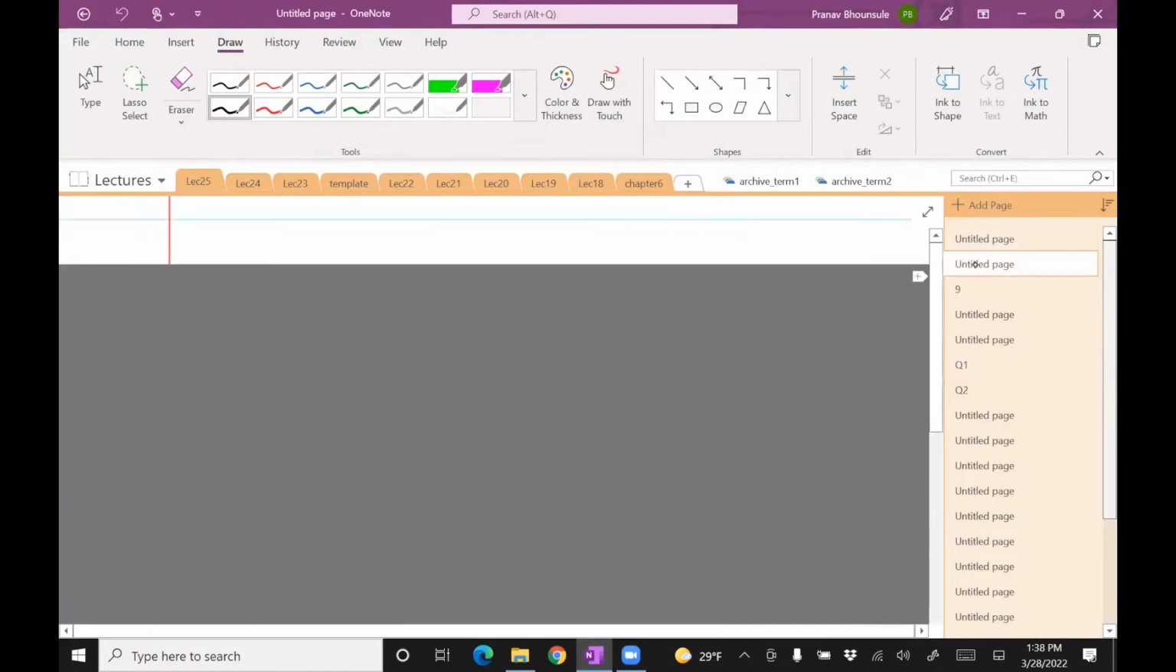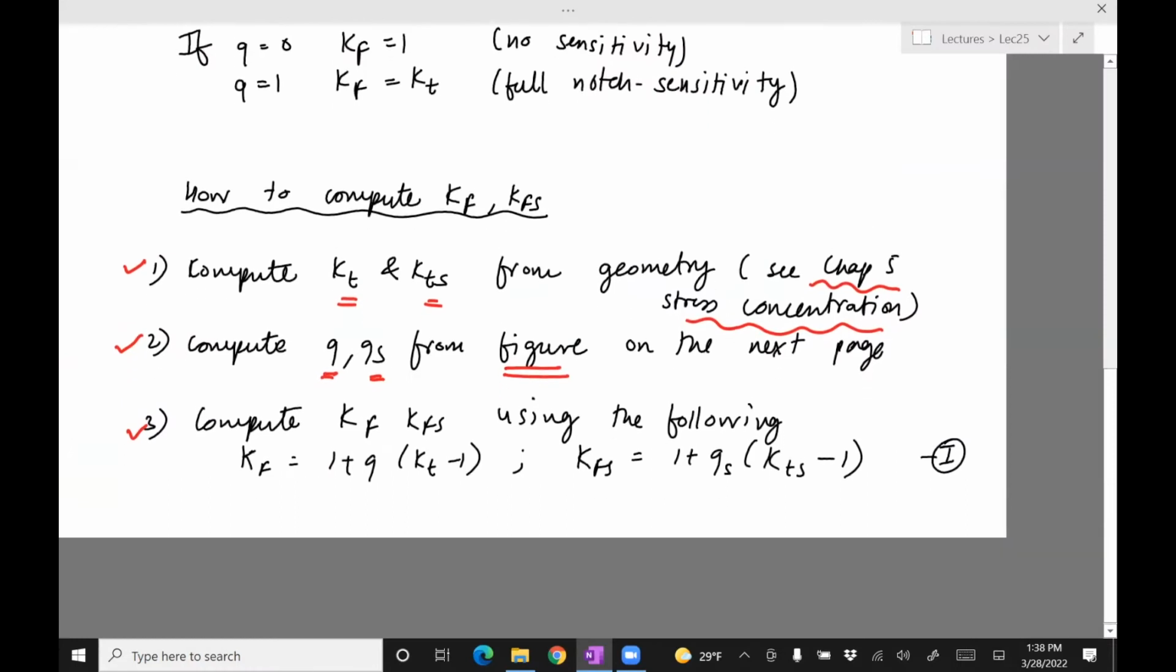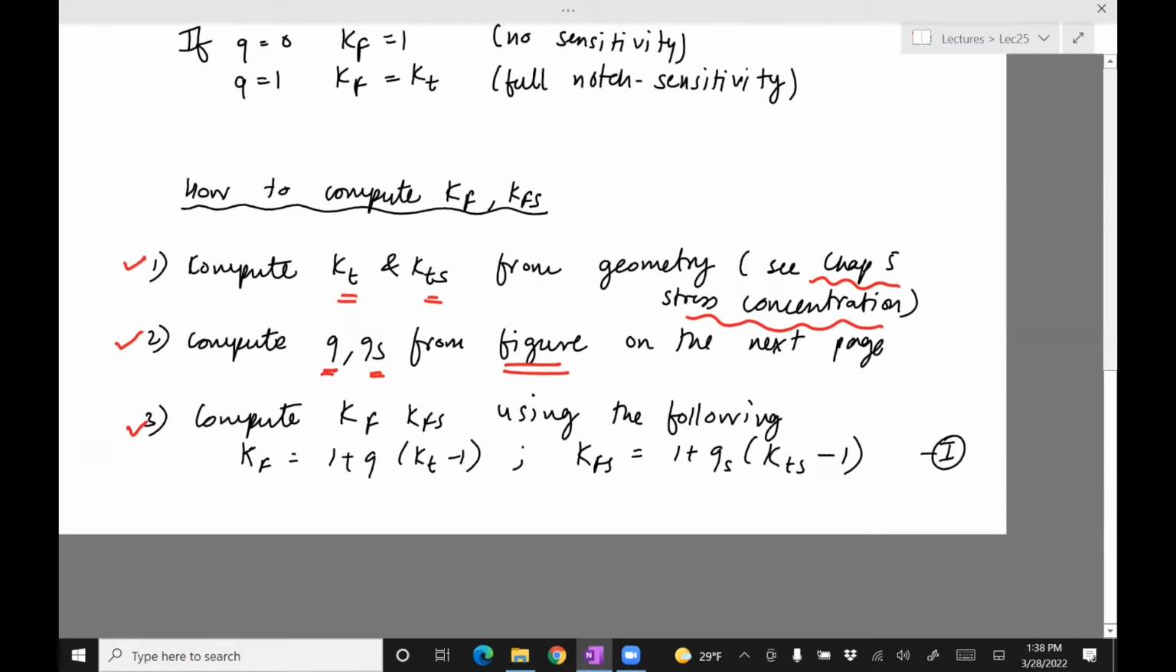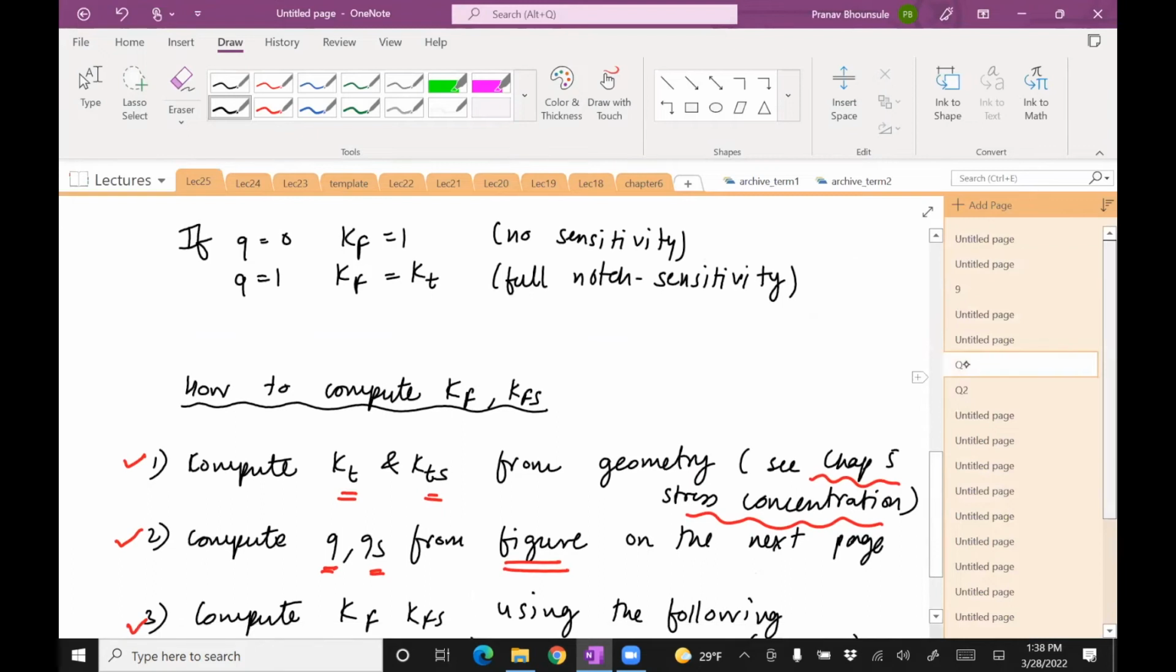So I'm just going to go off from this. Just 3 steps. We're going to follow these 3 steps and get a value for KF. In this case, this is bending, so we are not computing KTS or QS, we're just computing KT and Q. So let's get KT first, then Q, which comes either from the figure or from those equations. And then KF is very simple, it just depends on Q and KT.